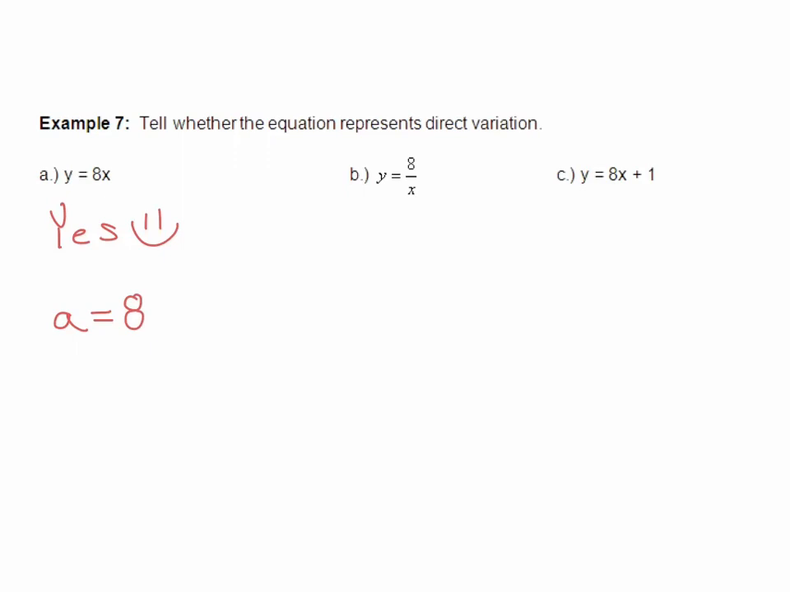Okay, part B. Y equals 8 divided by x. Is that direct variation? Who says yes? Good job. It is no. Nobody raised their hand. No. This is actually what we call inverse variation.